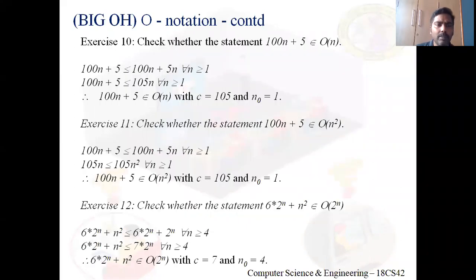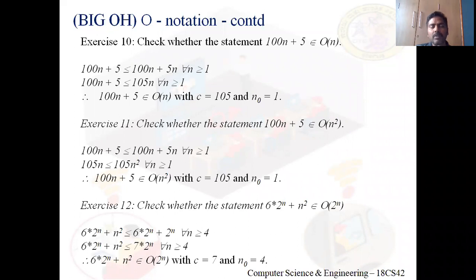Okay, we'll have a look at some examples. We need to identify that C and n naught. I will take one example, and the other two examples you can analyze yourself. The first example asks: check whether the statement 100n plus 5 belongs to big O of n.